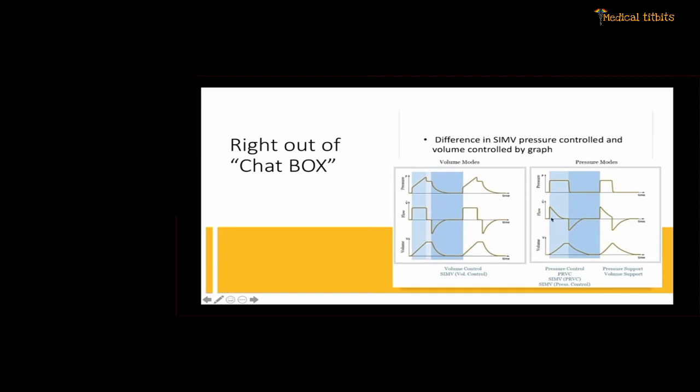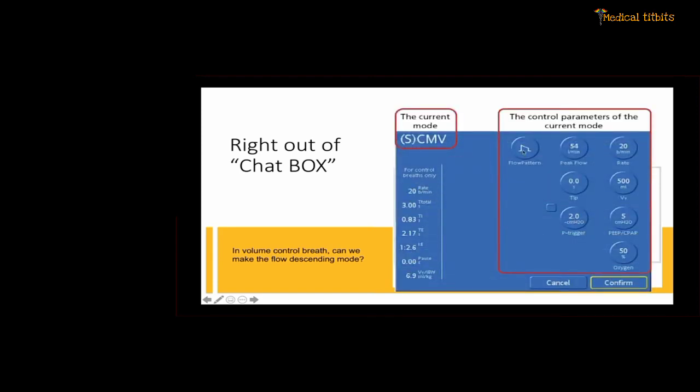In pressure modes, the decelerating flow pattern is usually used. You can see the volume touches the maximum and then waits till the cycling occurs. So this is the typical pressure tracing. Depending on your rise time, the pressure value rises to the set pressure and then maintains till the cycling occurs. In volume control mode, I have already explained, can we have flow descending? Yes, some of the ventilators will allow you to change the flow pattern.